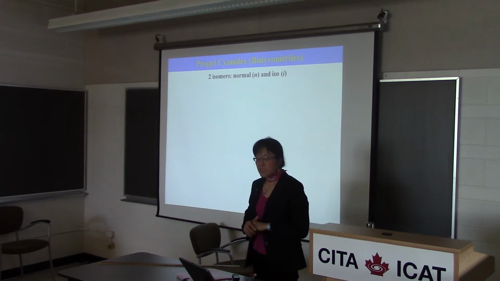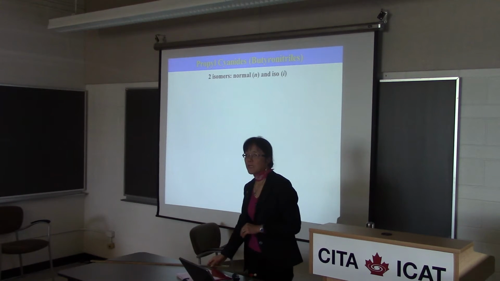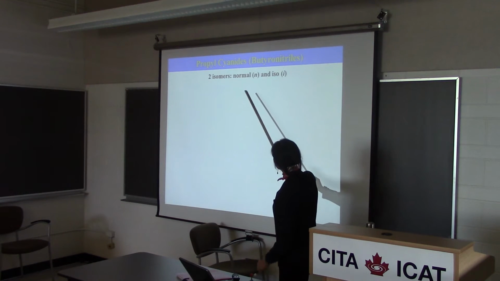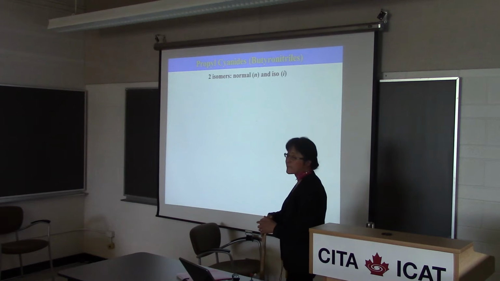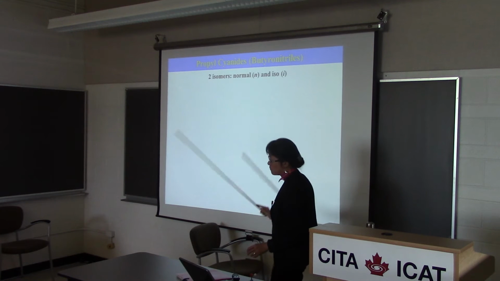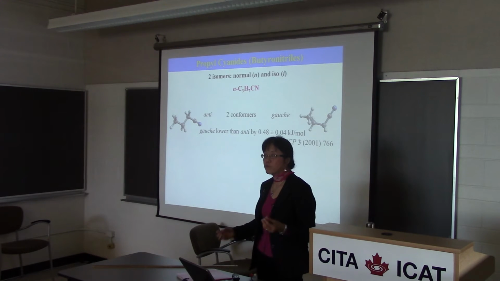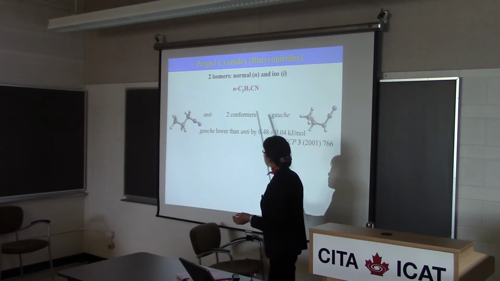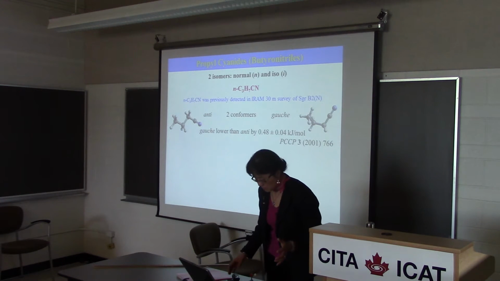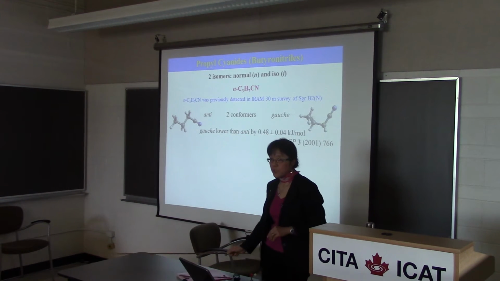Now, for the last few minutes I would like to talk a little bit more about the so-called straight chain versus branched business. So for propionyl cyanide, it's known there are two forms, normal form and iso form. According to quantum chemistry calculation, the normal form has two conformers. You have gauche and anti, with gauche a little bit lower in energy. And those two forms, in fact, have all been detected from our 30-meter survey. That was three years ago.